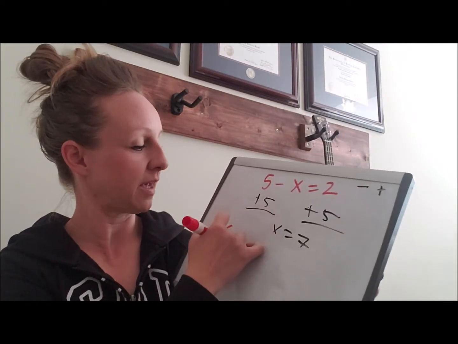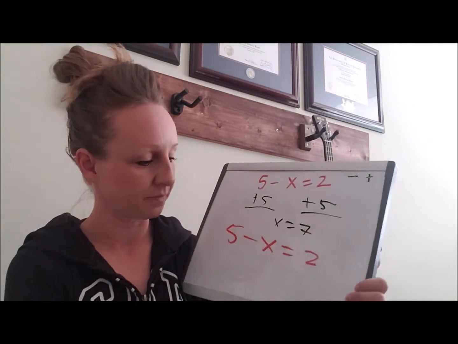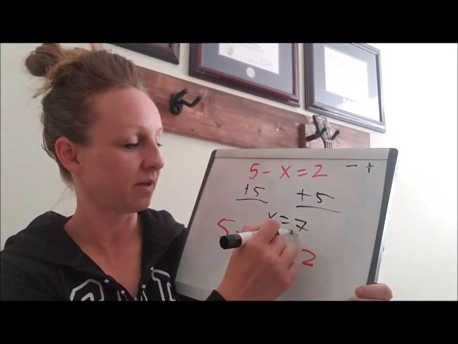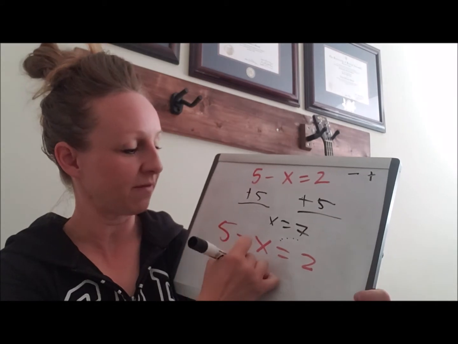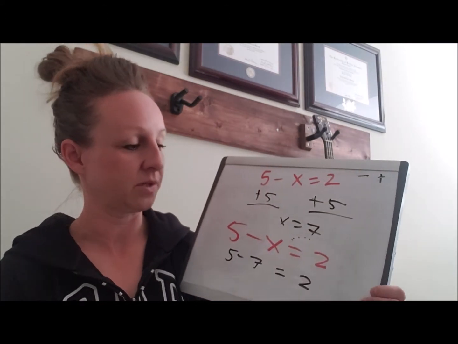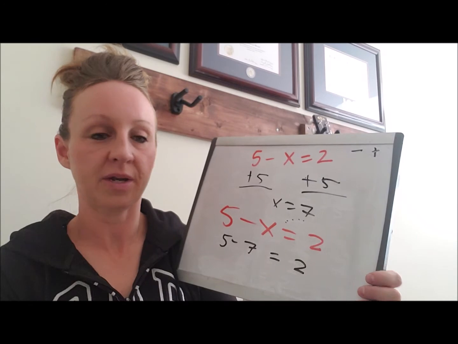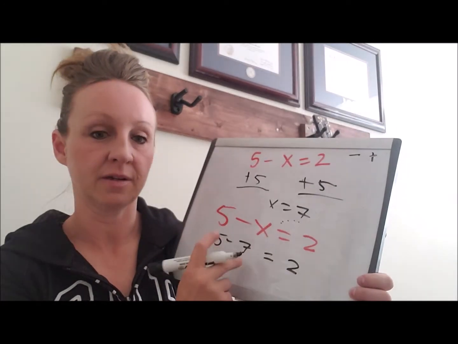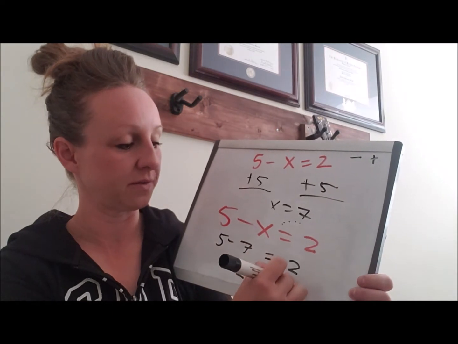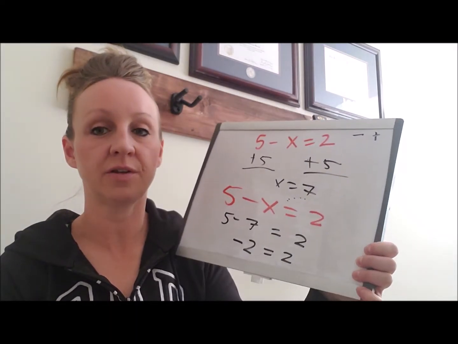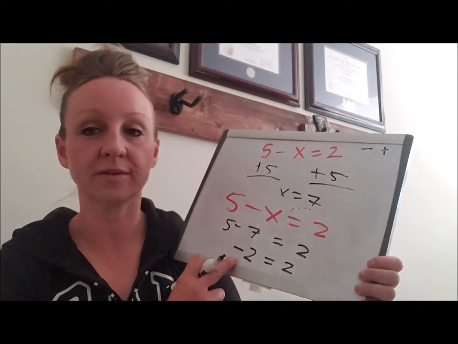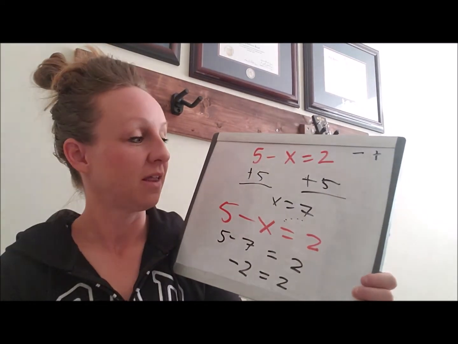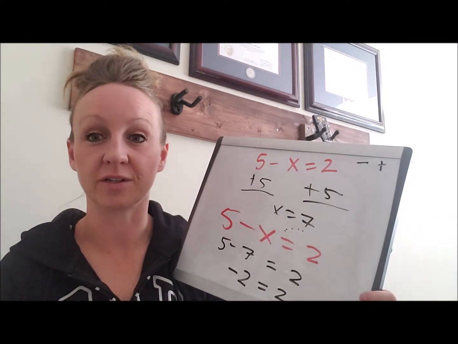Let's say again, I've got 5 minus x equals 2. If I'm saying that x is 7, and I plug my 7 in here, then I'm saying that 5 minus 7 equals 2. But if I have $5 and I spend 7, I actually have negative $2. And negative 2 is not the same as 2. Owing someone $2 is not the same as having $2. That is why this question is really tricky.